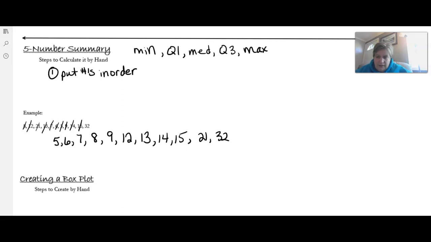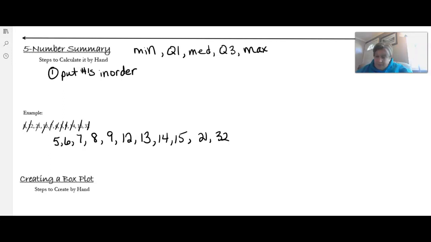Okay, then I like to count again just to make sure. 1, 2, 3, 4, 5, 6, 7, 8, 9, 10, 11. Okay, we got 11 numbers. That's what we need. I can't stress how important it is for you to do those little steps, especially when we start putting stuff in the calculator, because if you leave off one number, everything's wrong. Everything is probably going to be off.